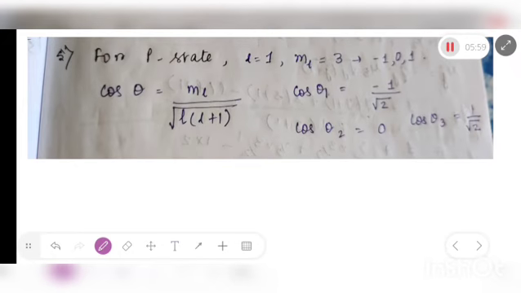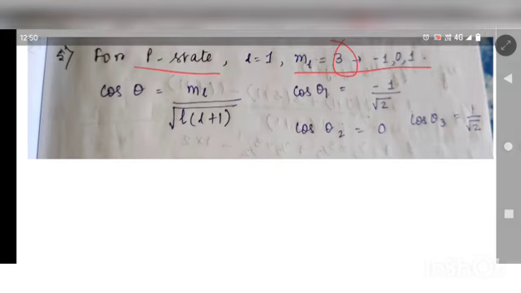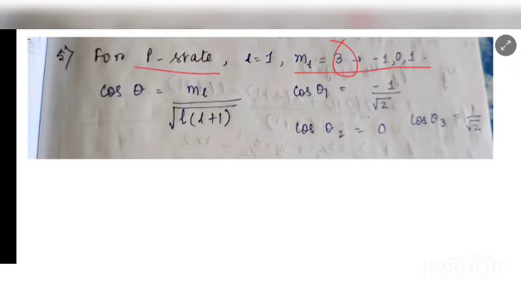For p state, we know L equals 1, correct? So we are going to get 3 values of ml, that is -1, 0 and 1. These 3 are the 3 values, okay? You know, from -L to +L. So cos theta's formula is what? ml by root L into L plus 1, where theta is the angle.